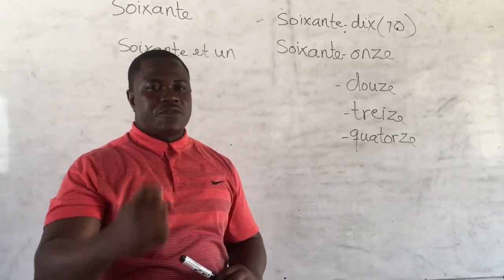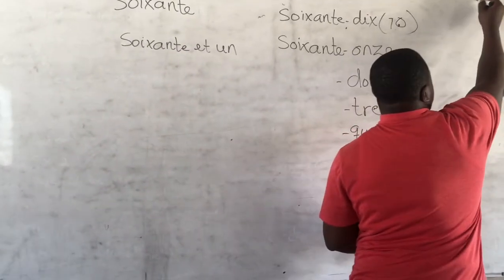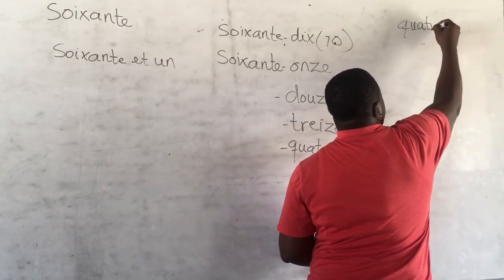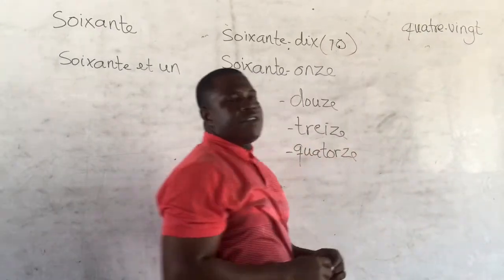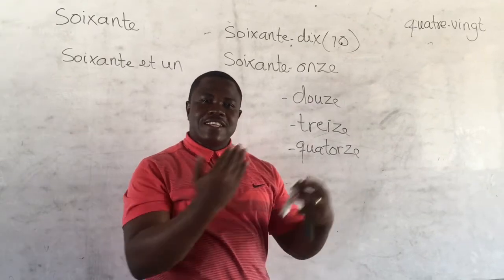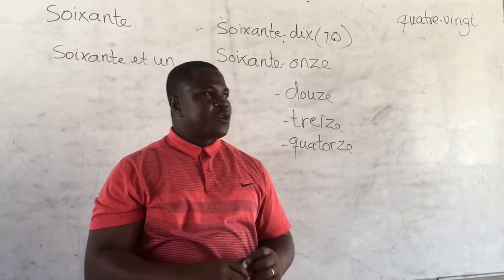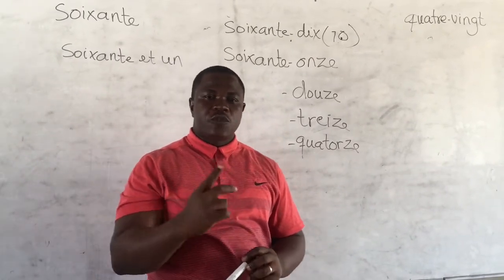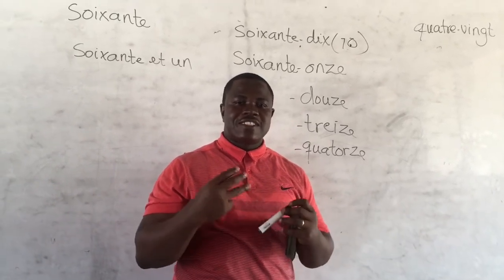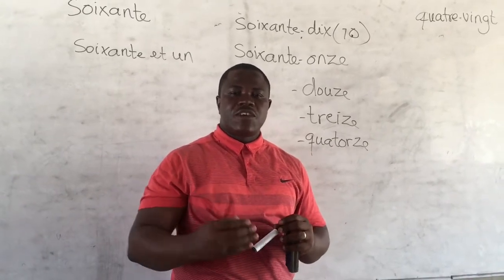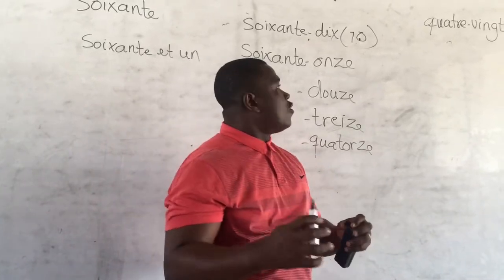And 80 is 80. This 80 follows the old pattern, which is the pattern of 1, 2, 3. So we have 81, 82, 83, 84, 85, 86, 87, 88, 89. So this follows the old pattern.